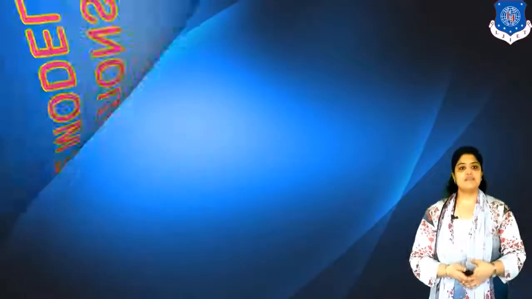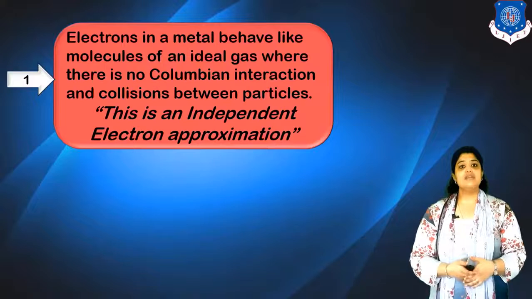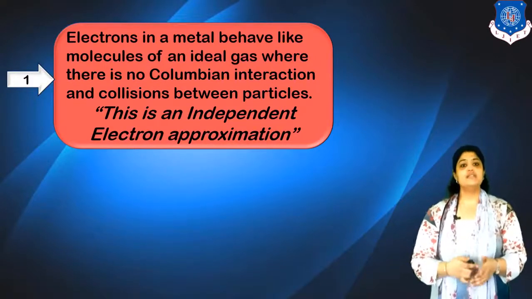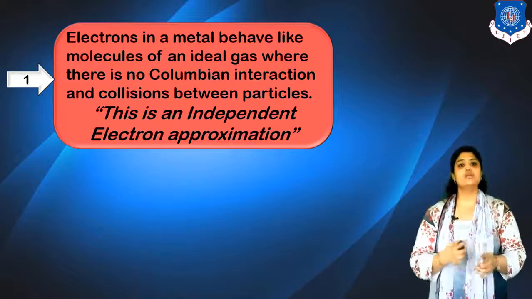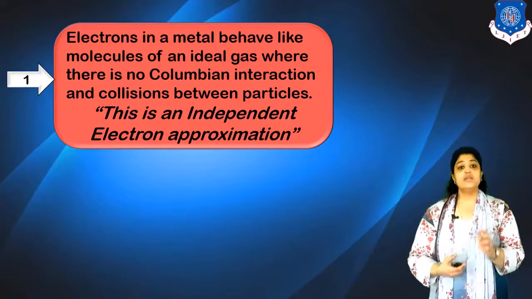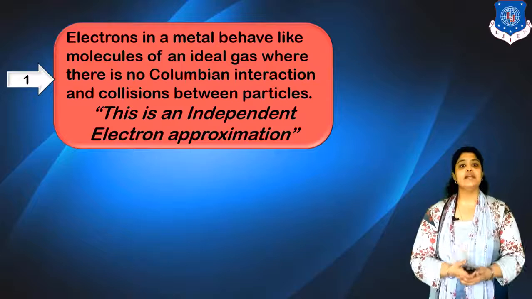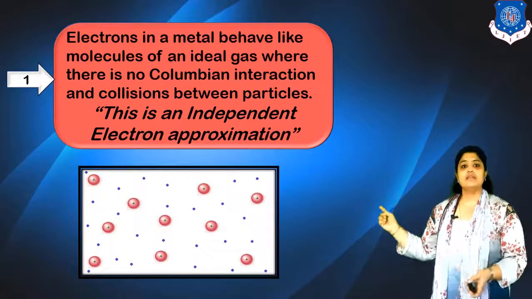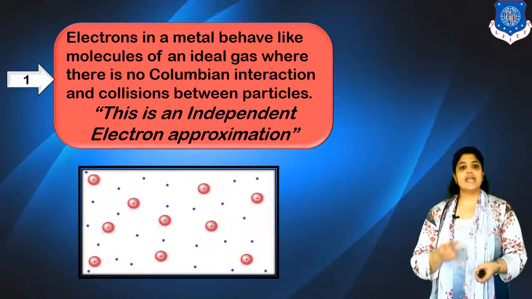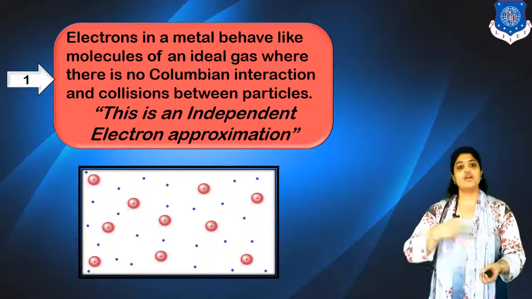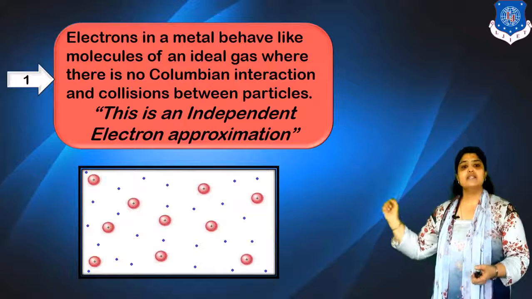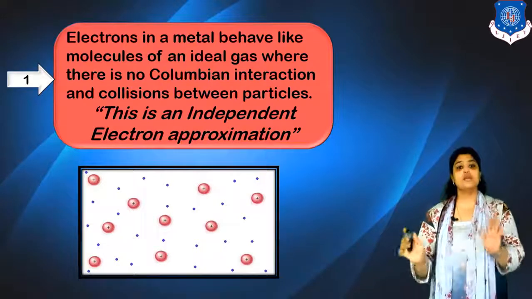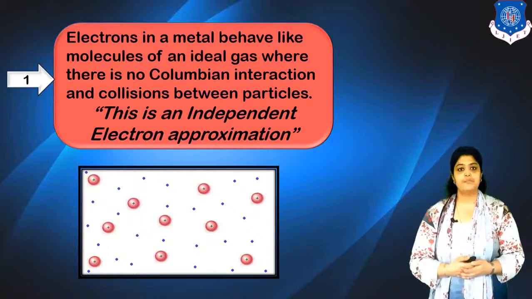Starting with the first assumption, which says electrons in a metal behave like molecules of an ideal gas where there is no Coulombian interaction and collision between the particles. Now this basically is known as an independent electron approximation. Just have a look at the diagram. In the diagram you can see the red colored circles indicate the positive ions from which the electrons have moved, and the blue colored circles surrounding indicate the electrons which are randomly moving because no external force is being applied.